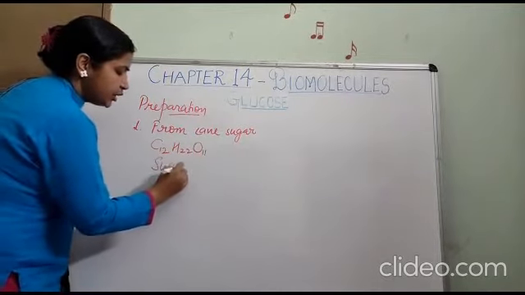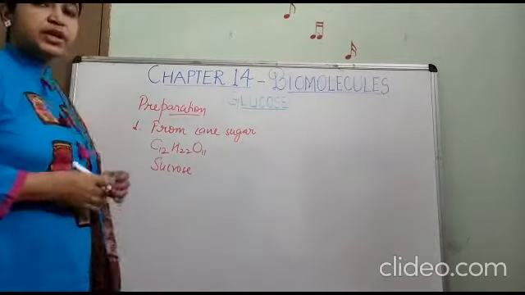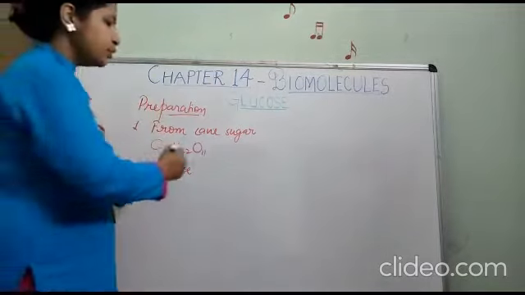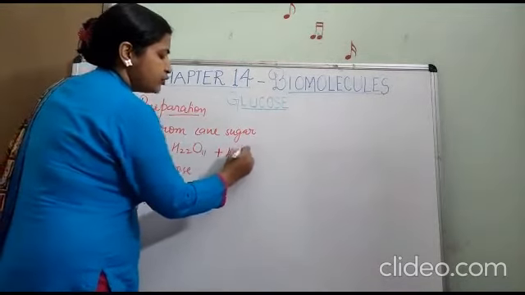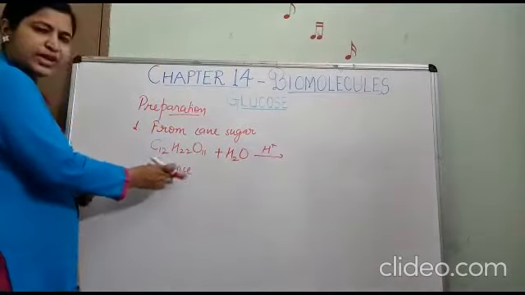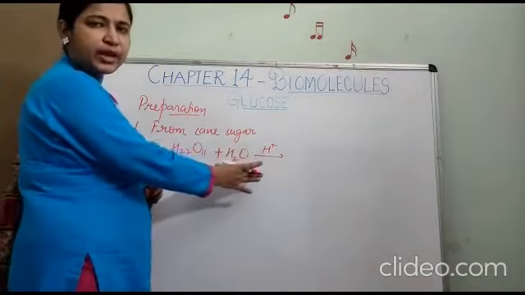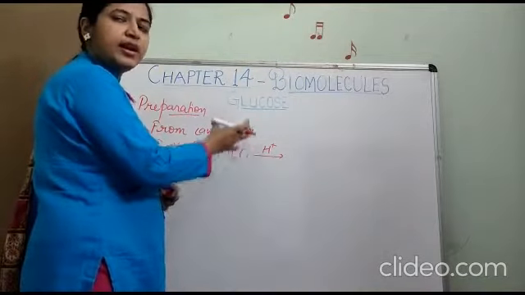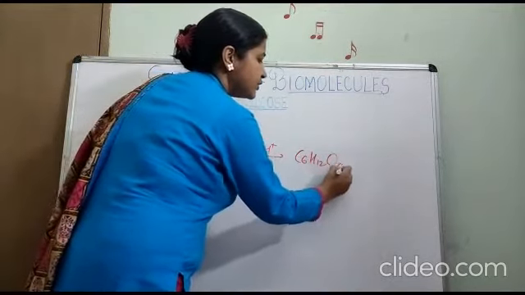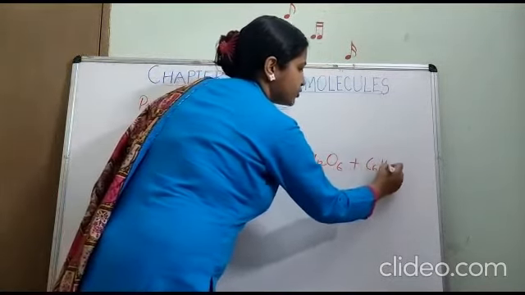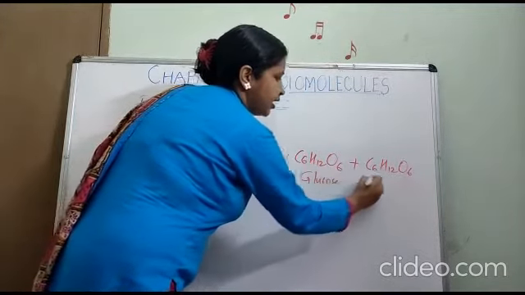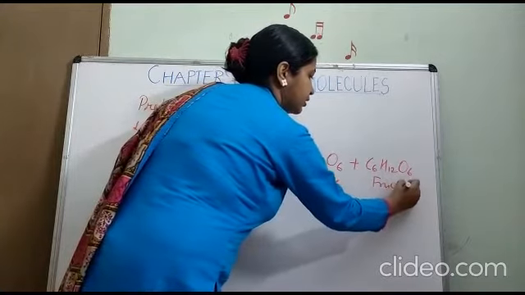So here cane sugar, that is sucrose, is treated with dilute HCl or dilute H2SO4 in alcoholic solution. So the reaction follows. When sucrose is treated with dilute hydrochloric acid or dilute sulfuric acid in alcoholic solution, it forms equal amounts of glucose as well as fructose. So here this is glucose and this is fructose.